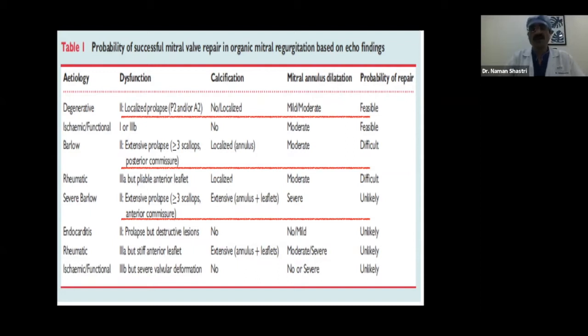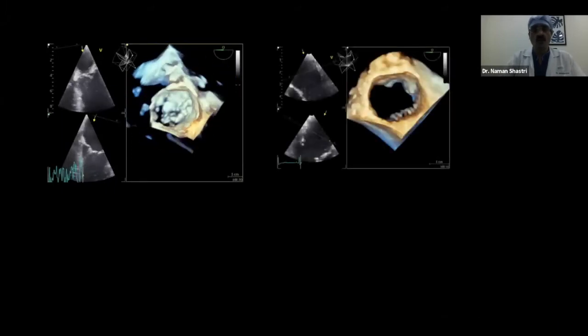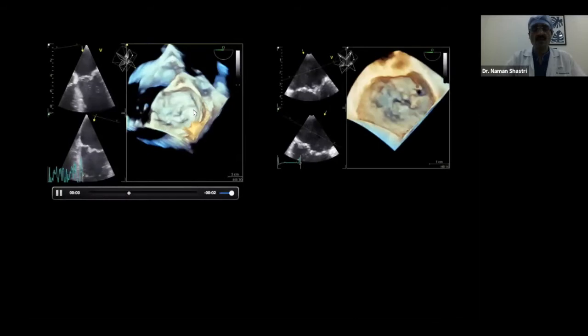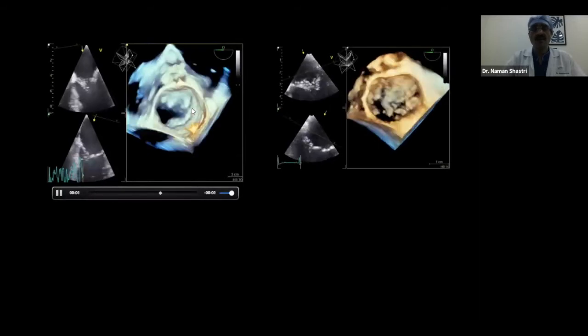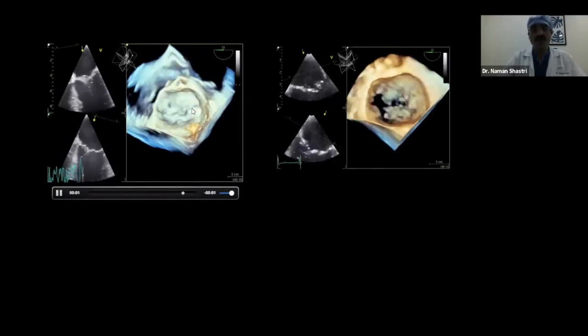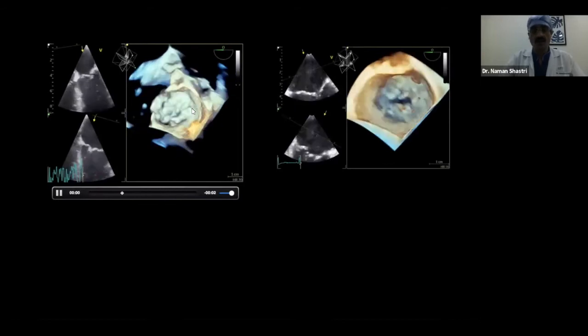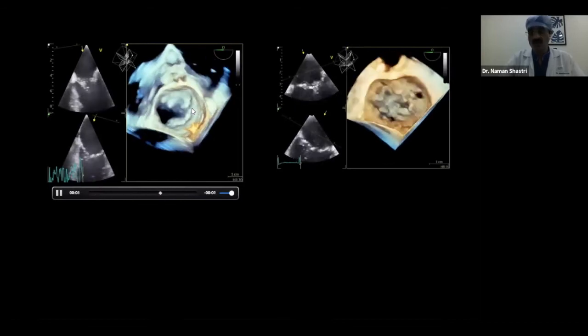So we can exactly do the segmental analysis and commissure analysis on 3D echocardiography, and we can discuss with the surgeon how it can be useful. In this case, you can see that the posterior commissure is involved. Here you can see that P3, A3 and the posterior commissure are very badly bulged and calcified, but the anterior commissure is spared. More than 3 scallops with the posterior commissure, so it is feasible, though it is a difficult valve.